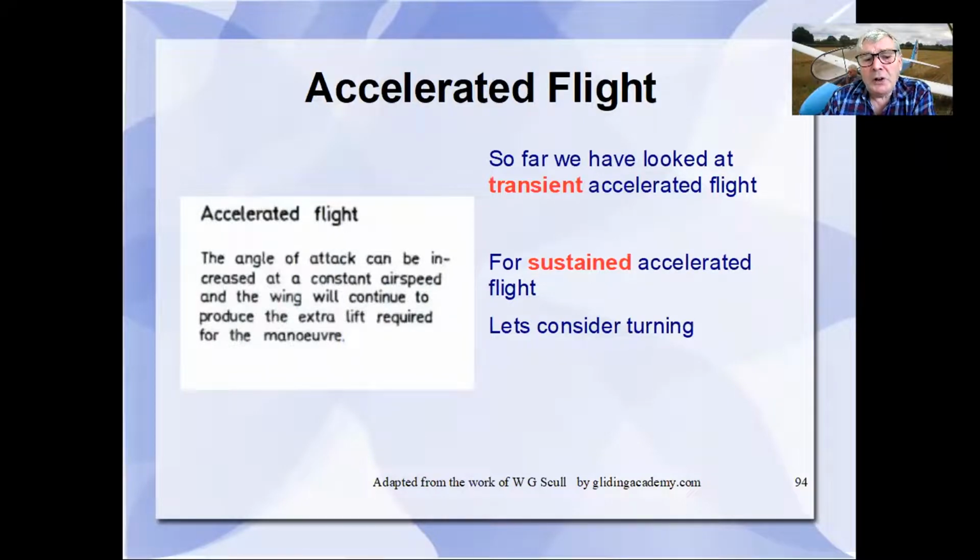Now, that's all very well. What we've looked at so far is what we call transient accelerated flight. So we change from one speed to another in these examples, and during that period, the aircraft is considered to be in accelerated flight. But we can also have a situation where the aircraft is in sustained accelerated flight, and that typically, for our purposes, will be the turn. The angle of attack needs to be increased at a constant airspeed in order to produce the extra lift required for the maneuver.